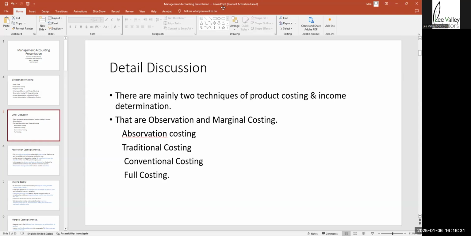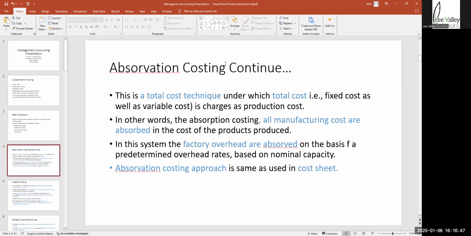There are mainly two techniques of product costing and income determination, that are absorption and marginal costing. It includes absorption costing, traditional costing, conventional costing, and full costing. Absorption costing is a total cost technique under which total cost, for example fixed cost as well as variable cost, is charged as production cost.